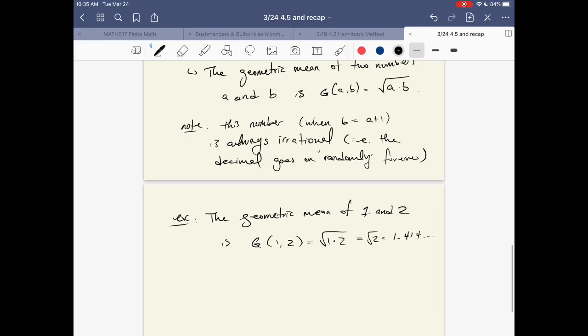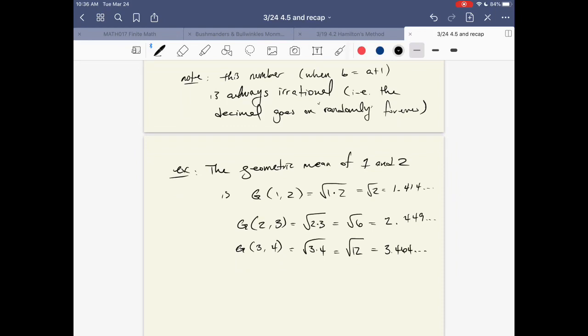And so let's try some others. What about 2 and 3? G of 2, 3 is the square root of 2 times 3, square root of 6, which is 2.449 something. Let's try it again. G of 3 and 4, the geometric mean of 3 and 4, is the square root of 3 times 4, square root of 12, which is 3.464 something forever.